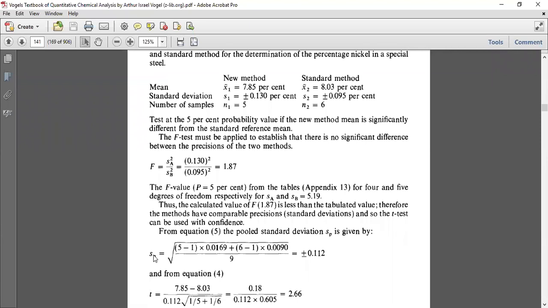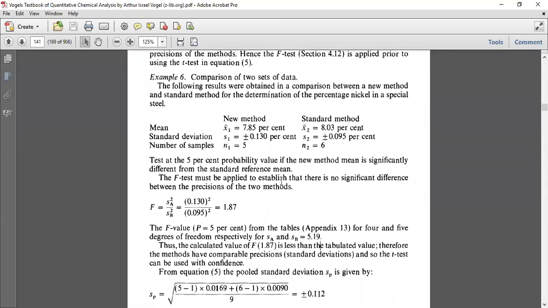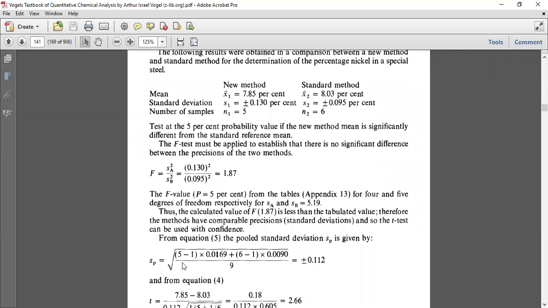Then pooled standard deviation, this formula you will have to remember. This formula you have to just keep in mind: n1 minus 1 times s1 square plus n2 minus 1 times s2 square, divided by n1 plus n2 minus 2. So see, they have substituted this. 5 observations, so n1 minus 1. According to that we got plus or minus 0.112.